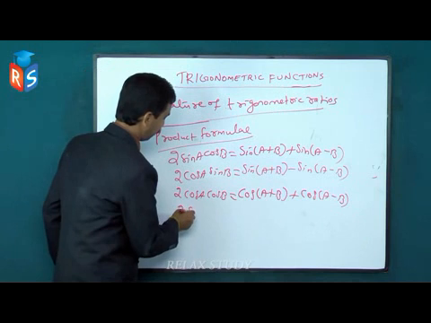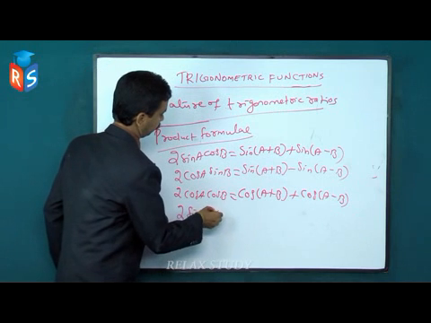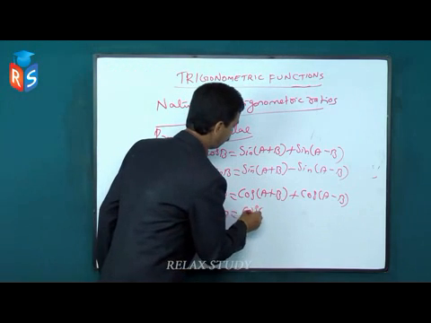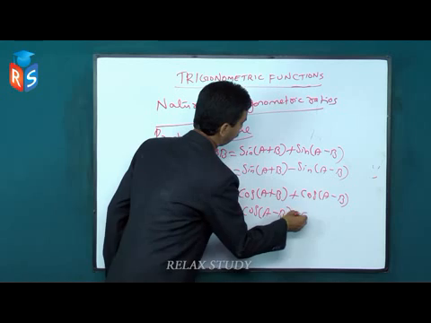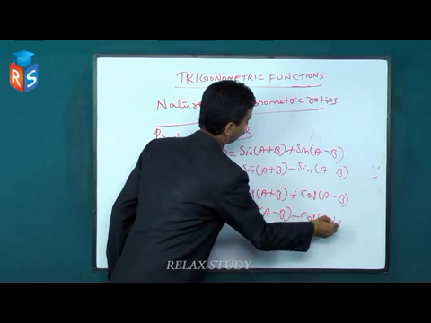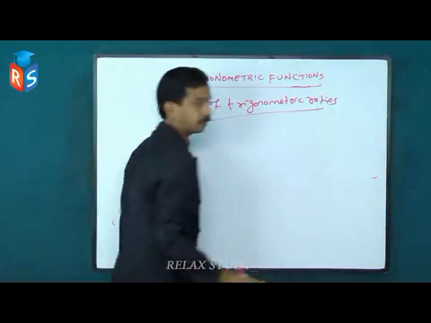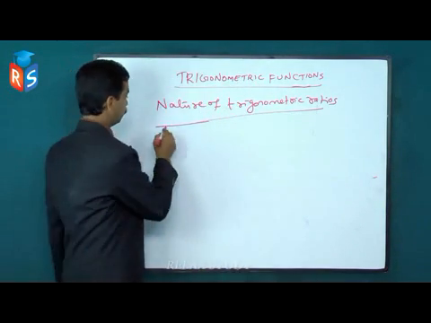Then 2 sin A sin B equals cos(A minus B) minus cos(A plus B). So these are product formulae. Some more results are there.